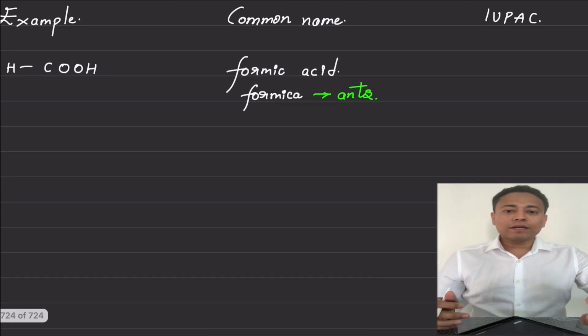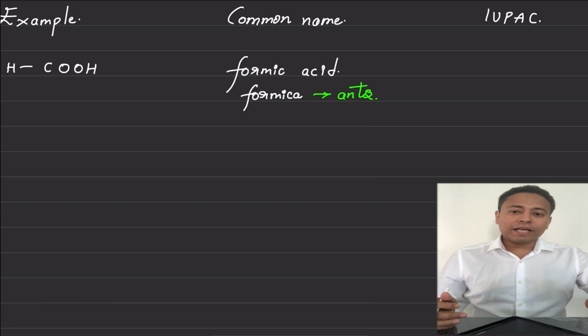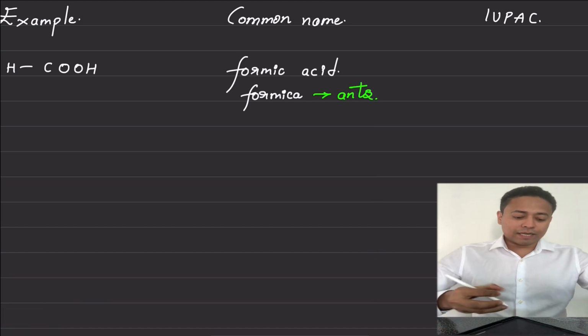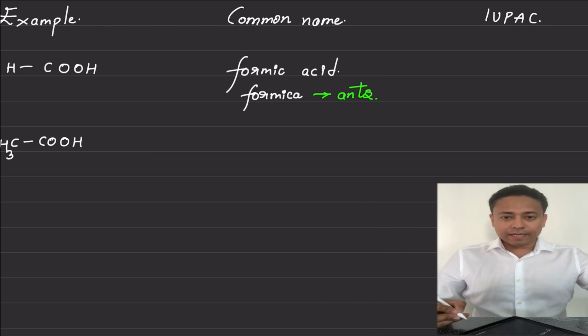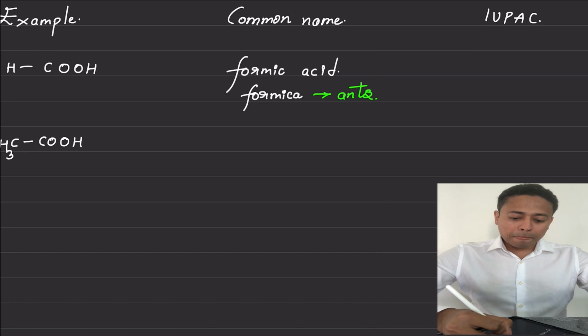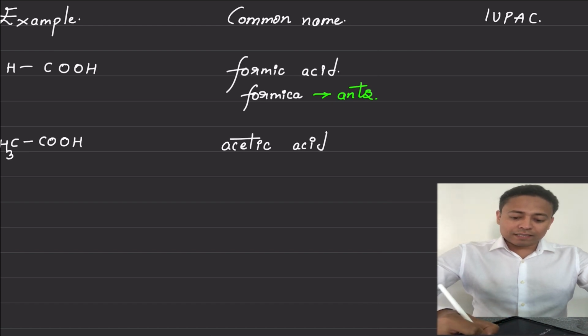I will go ahead with the common name of the next carboxylic acid, in which I will replace that H by one more carbon, and that will be CH3COOH. That's my second compound. The name of this compound that I have written now is acetic acid. It is called acetic acid.